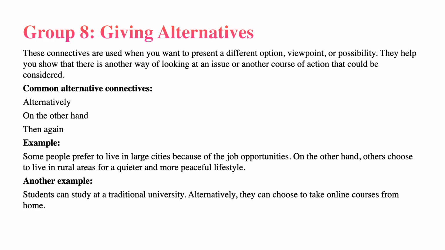Now let's look at another example. Students can study at a traditional university. Alternatively, they can choose to take online courses from home. In this sentence, alternatively introduces another option that students can consider.